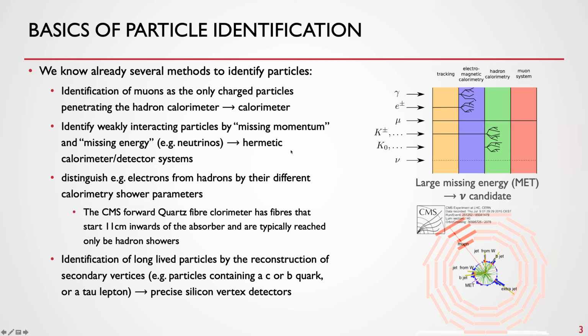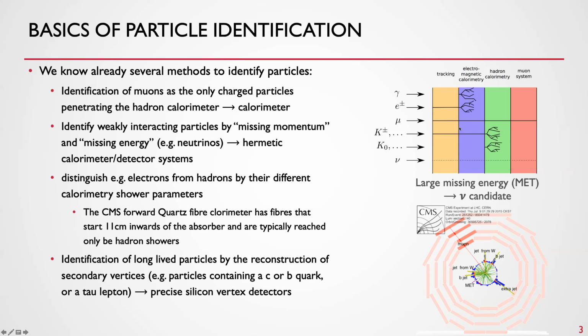So next are electrons. Electrons are difficult to distinguish from hadrons, except for their different calorimeter shower parameters. So an electron will shower in the electromagnetic calorimeter. A hadron, a kaon here for example, will shower in the hadron calorimetry. However, I've explained in the last lecture that the electromagnetic calorimeter still is a hadron calorimeter for the hadrons, albeit with only about one interaction length. And hence, a hadron can also interact already in the electromagnetic calorimeter.